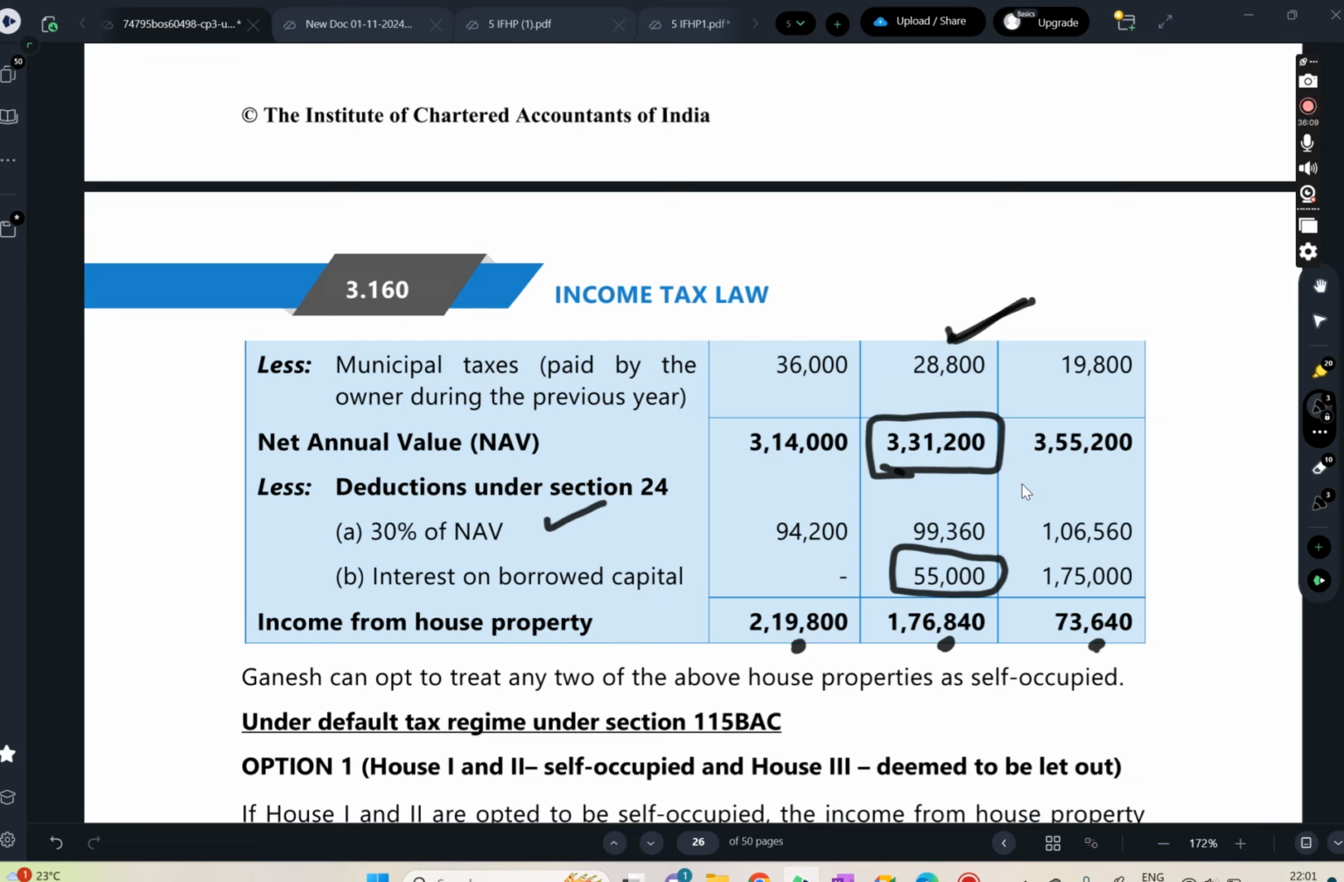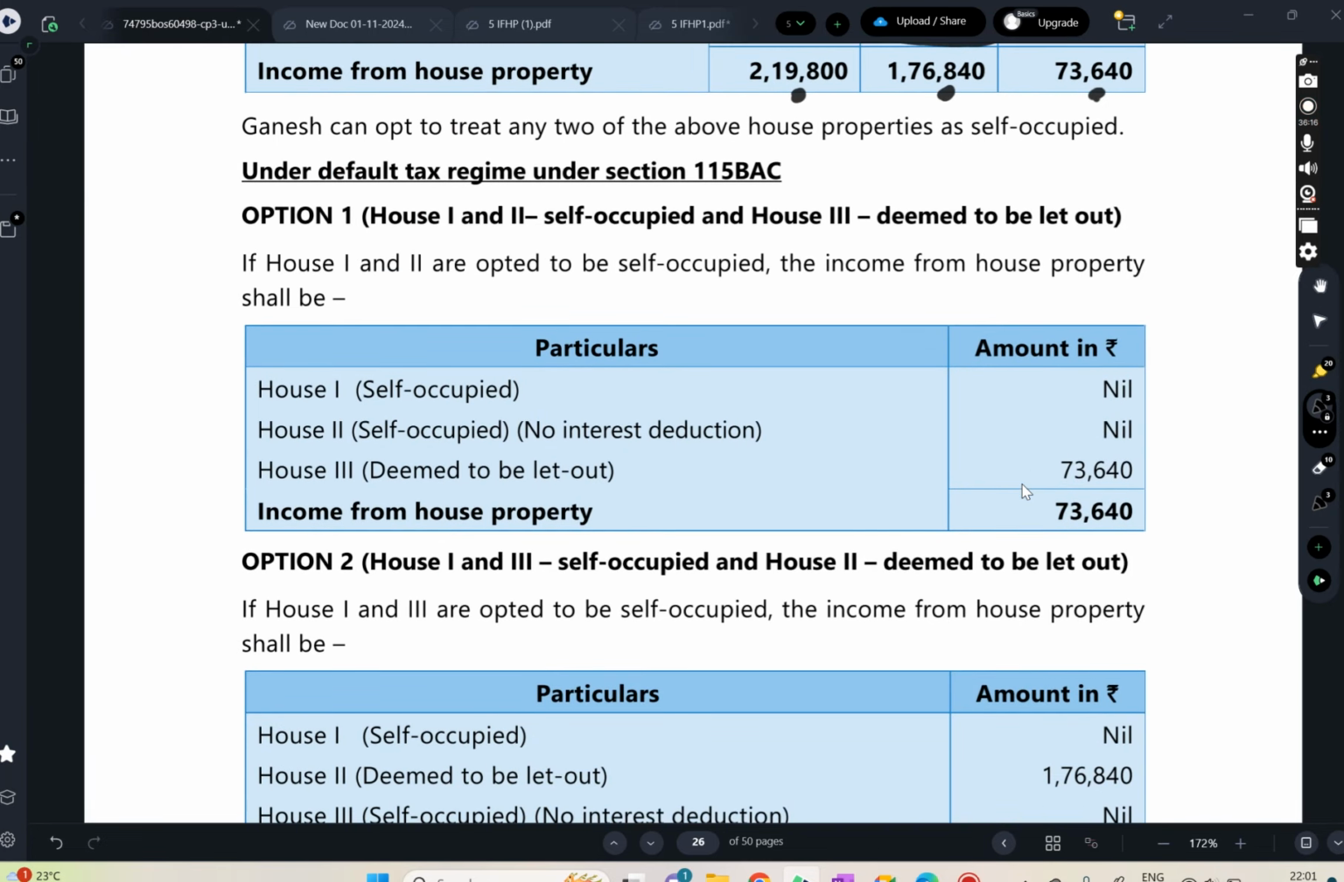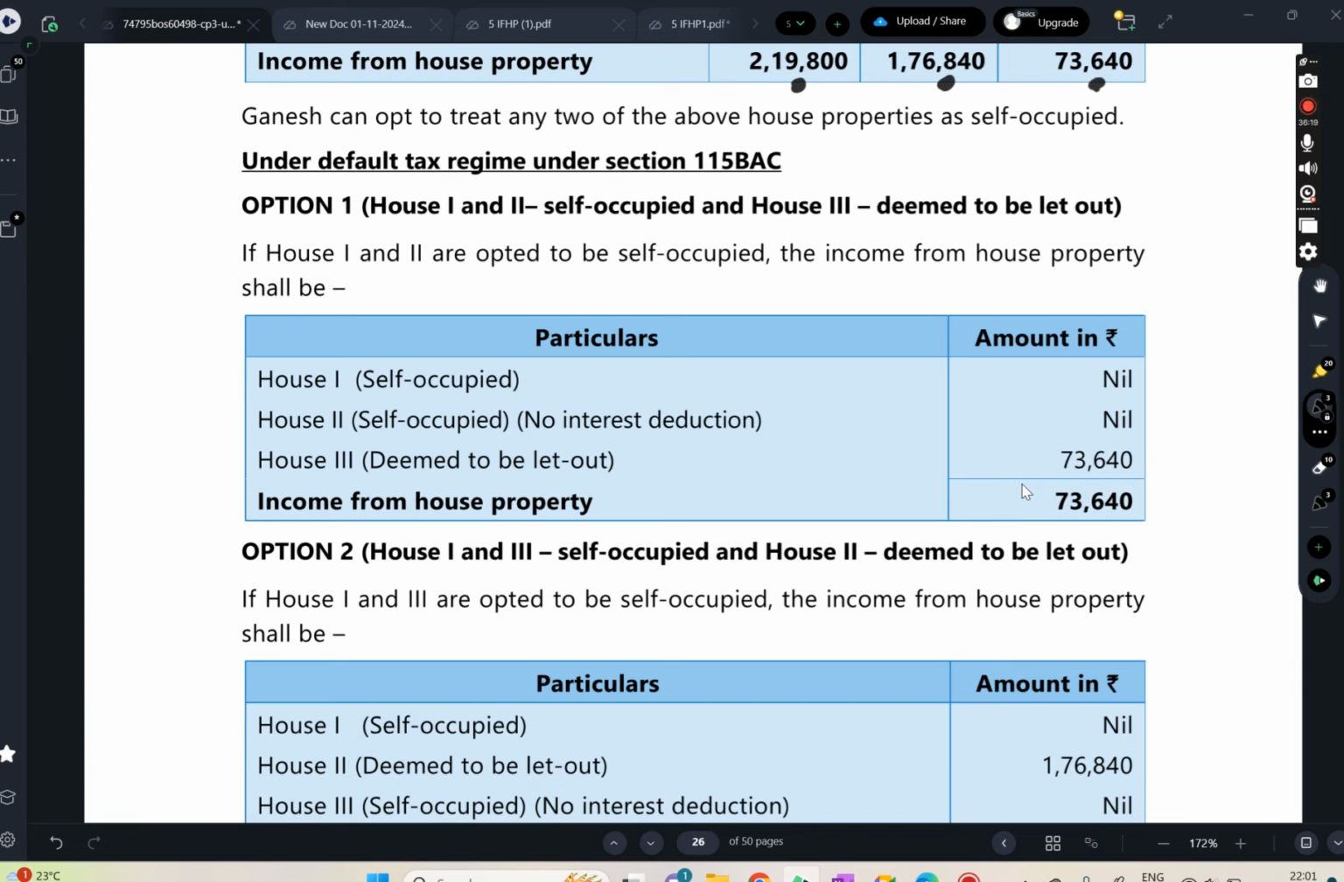See here, one of the important things: we assumed all houses are let out only. Okay, now from here we will check. Here if you see, we have 3 houses, right? So you can choose H1, H2 as self occupied, H3 as let out, or I can choose H1, H3 as self occupied, and then H2 as let out, deemed to be let out. Like this I have all the scenarios, maximum you can write 3 scenarios.